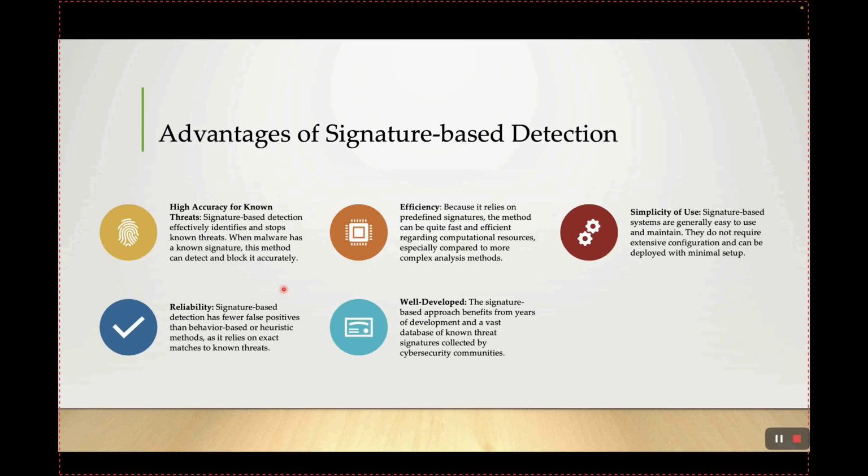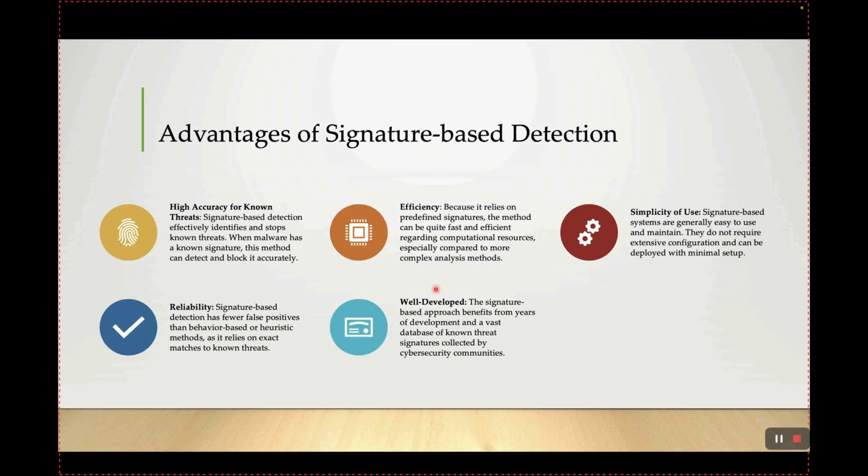Now, it's important for you to understand the advantages and disadvantages of this method. Now, let's start with the advantages. High accuracy for known threats. This type of detection effectively identifies and stops the known threats. So, if a malware has a known signature and it's found in the database, it will detect it.